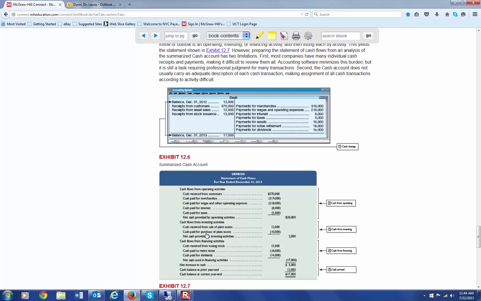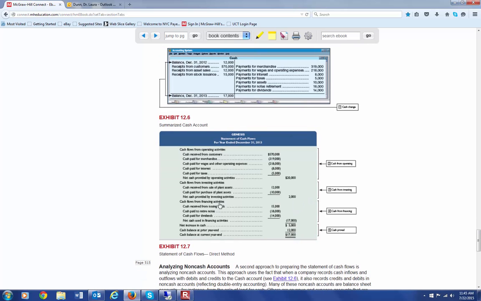Then investing activities. Sale of plant assets is considered an investing activity. Cash paid for plant assets, an investing activity. So in this case, the net cash provided by the investing activities is $2,000. And then the following things are financing activities: issuing stock, retiring notes, paying dividends. So here you have a negative amount, net cash used in financing activities. If you add these three numbers together, you get the net increase in cash of $5,000.